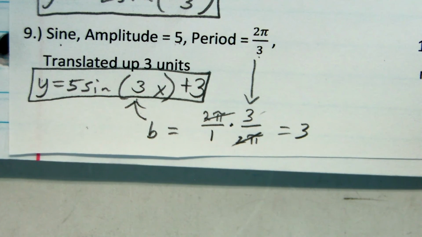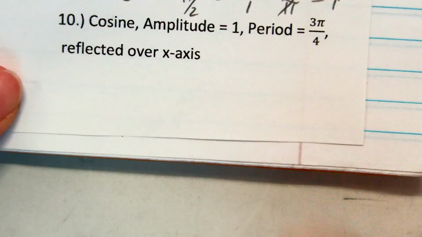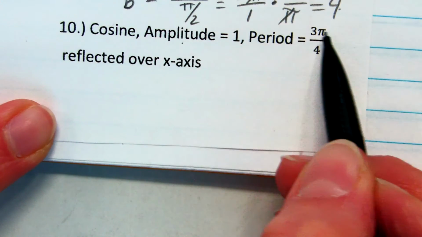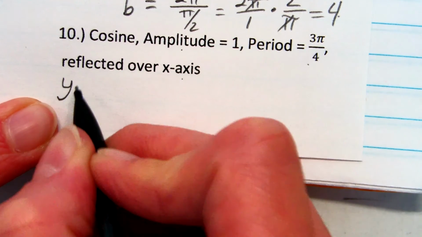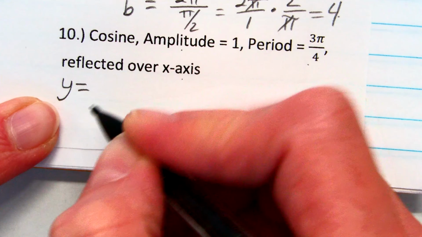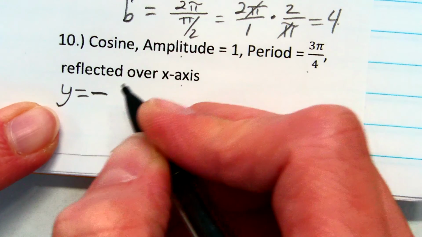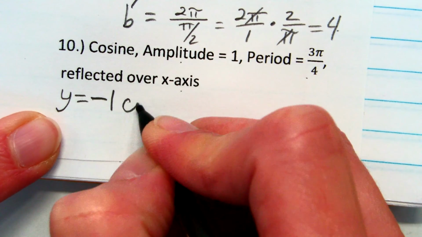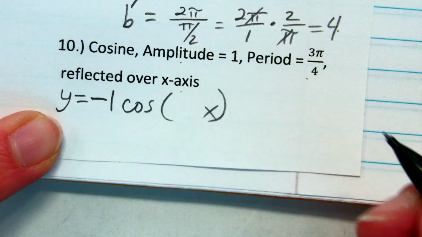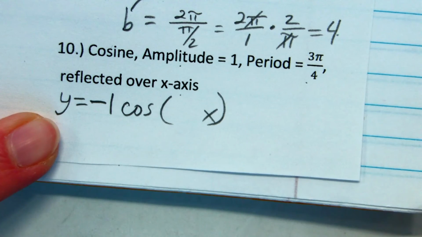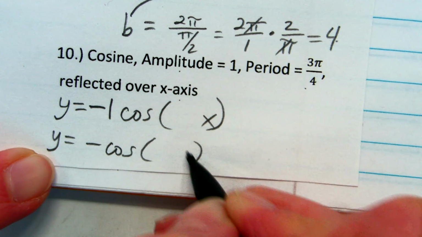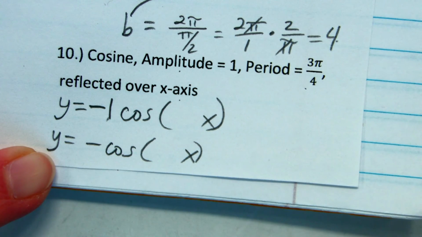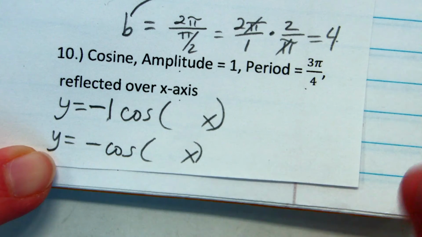One more. We are almost done. So on number 10, it's cosine. The amplitude is 1. The period is 3 pi over 4. It is reflected over the x-axis. Now, you can write -1 or just the negative. So I will write it both ways. -1 cosine blank x, and then there's no translation, so I don't have to worry about that. Or we can have y equals just negative cosine something x. They don't have to put the 1, because if you have the negative there, the 1 is implied.